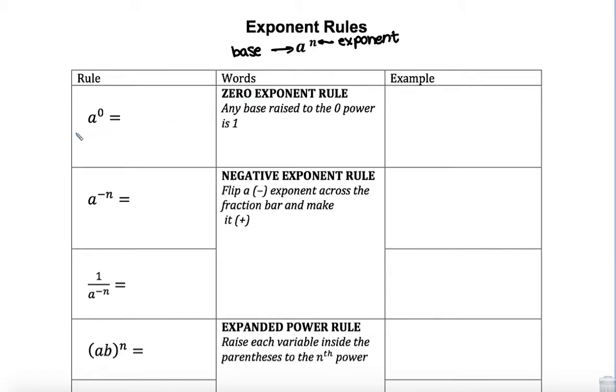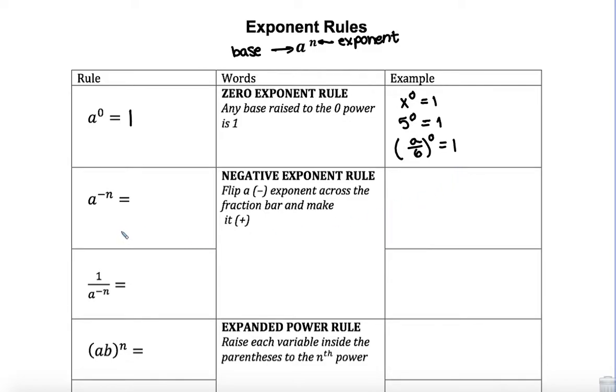The first rule is anytime we have a base raised to the 0 power. Anything raised to the 0 is always going to be 1. For example, if I had x to the 0, that's just 1. If I had 5 to the 0, that is also 1. If I had a over 6 all raised to the 0, that is still 1. So anything raised to the 0 power is 1.